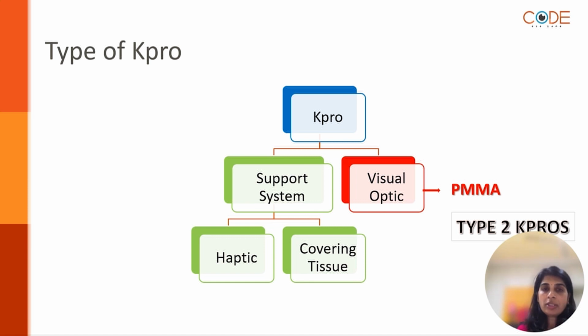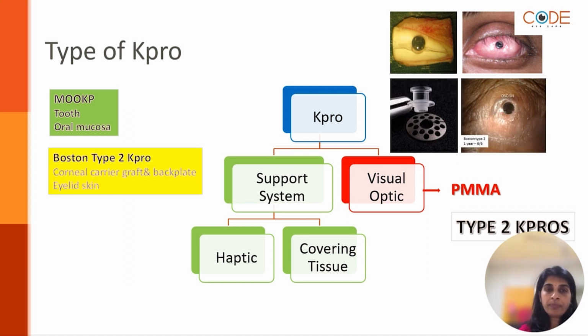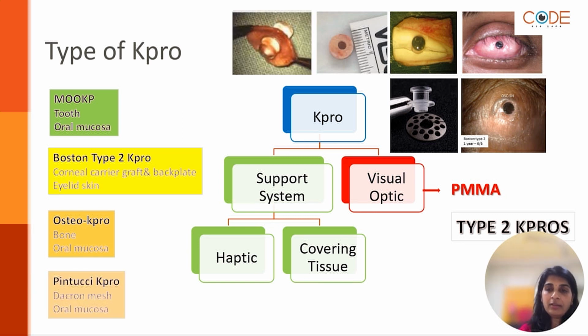Similarly, when we talk about the type 2 K-Pros, they are categorized based on the support system and which includes the haptic as well as the covering tissue. When you refer to the osteoodontokeratoprosthesis, the haptic is the tooth and the covering tissue is the oral mucosa. In the Boston type 2, it is the corneal carrier graft and the eyelid skin. In the osteokeratoprosthesis, it is the bone and the oral mucosa. And earlier on in the Pintucci keratoprosthesis, it was the Dacron mesh and covered by the oral mucosa.